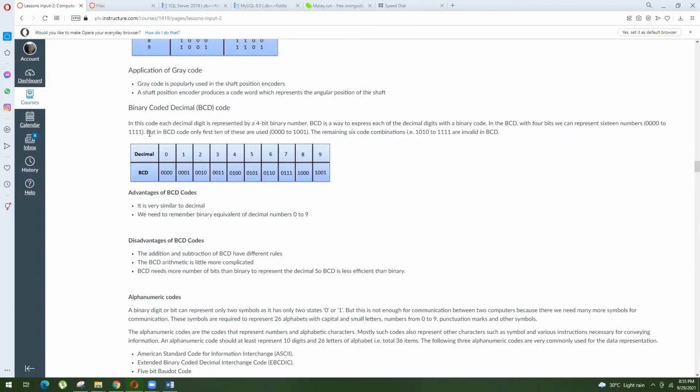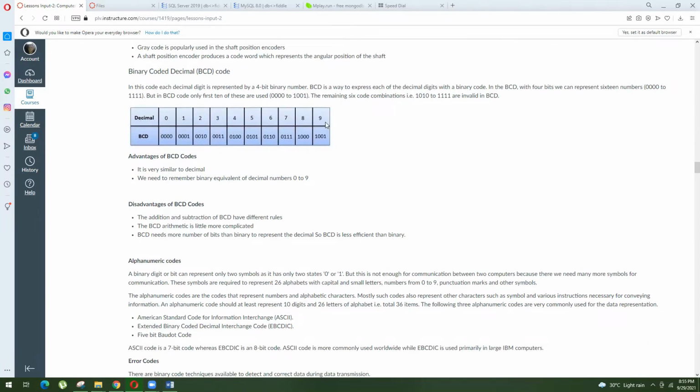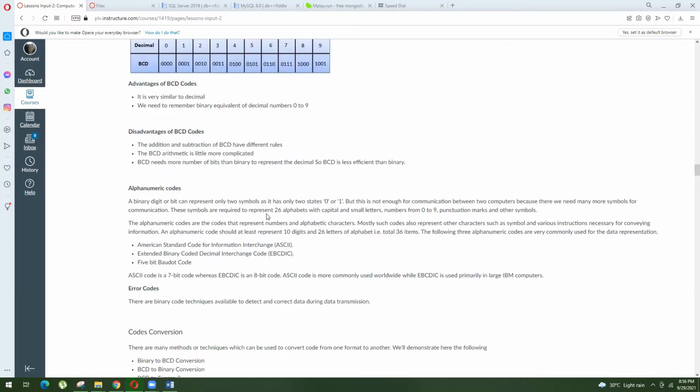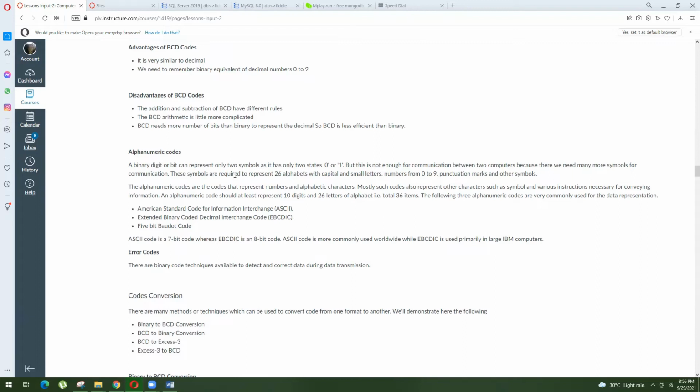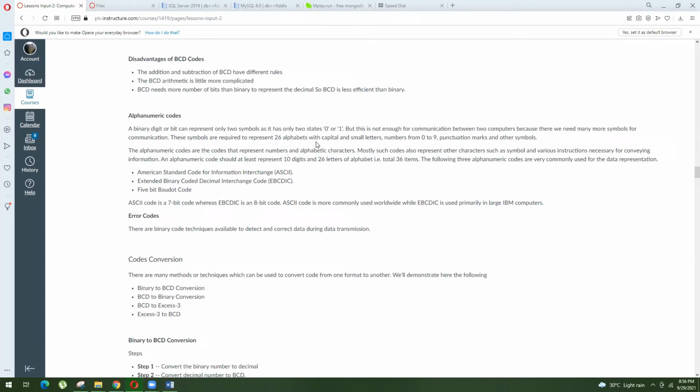0000 to 1111, but only the first 10 are used, 0000 to 1001. The remaining six codes, 1010 to 1111, are invalid in BCD. So basically we're only using 0 to 9. Advantages: it has a very similar pattern to decimal, and we only need to remember the binary equivalent of decimal numbers 0 to 9. The disadvantages are that they have different addition and subtraction rules. Arithmetic is a little more complicated, and it needs more bits than binary to represent the decimal, so it is less efficient than binary.